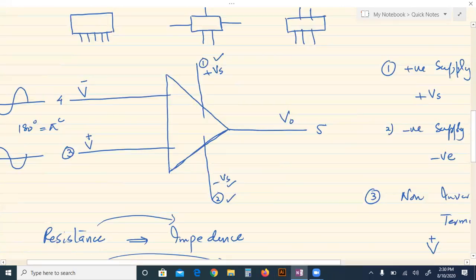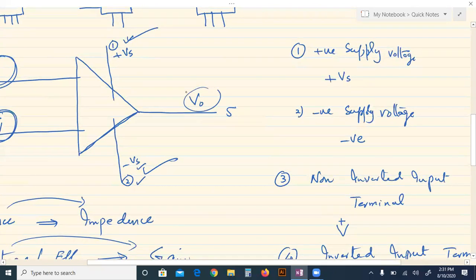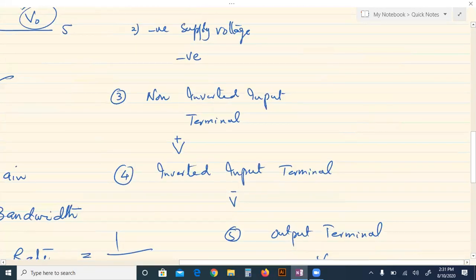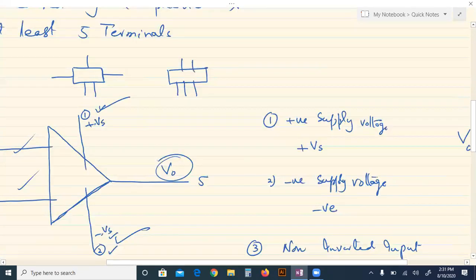So it has 5 terminals: positive supply voltage, negative supply voltage, non-inverted input voltage terminal, and inverted input voltage terminal. Both inputs are at a phase difference of 180 degrees, and this is the output voltage terminal. The supply, input, and output are all voltages, not currents. And do remember, this output voltage is directly proportional to the difference of the two input voltage terminals.